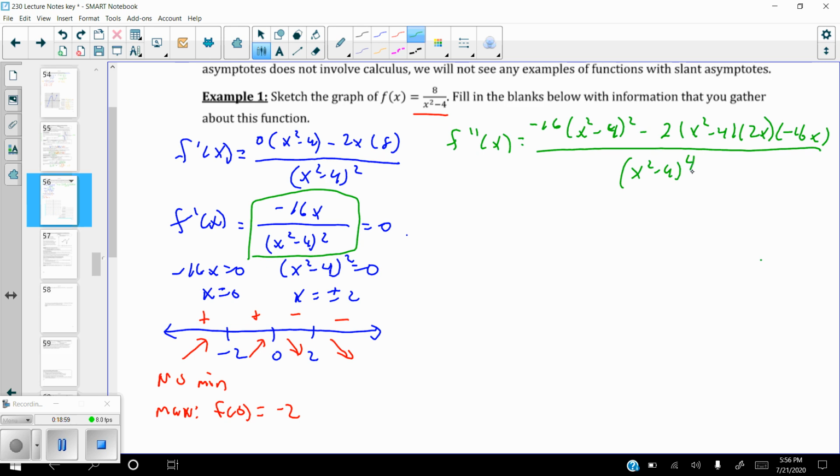All right, let's definitely try to simplify this a little bit. This is going to take a bit more algebra here. So let's see.